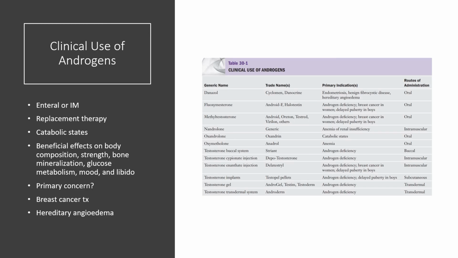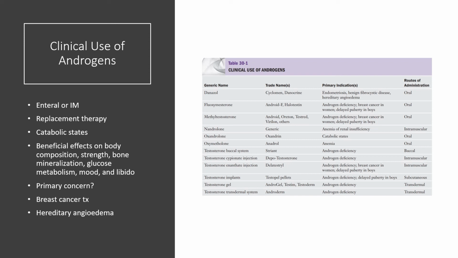So as far as the clinical use of androgens, they can be taken orally or they can be injected intramuscularly. Patients are usually taking testosterone and other androgens as hormone replacement therapy when their endogenous production is impaired or inhibited or just completely not functioning at all. Catabolic states occur when the muscle is breaking down, and this occurs in conditions such as chronic infection, severe traumas, severe burns, and as patients are recovering from surgery. So androgens are given in catabolic states to help boost muscle function.